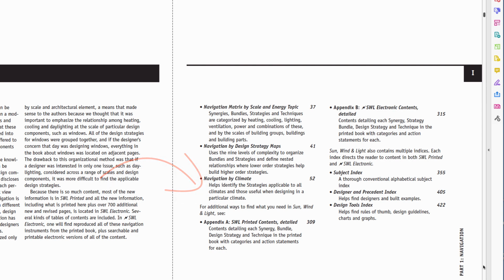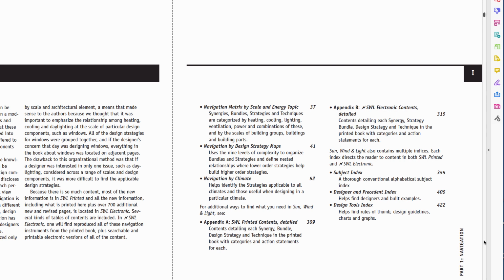So let's just show you, and I'll show you that, but just to note here, the various kinds of appendices. You can find a detailed contents. We've been looking at abbreviated contents. Detailed contents also include the headers for each strategy, the strategy statement that defines what that strategy is about. So you can find both the detailed and the electronic contents in their detailed versions. There's a subject index, a designer and precedent index, and a design tools index. We'll take a look at those in just a minute.